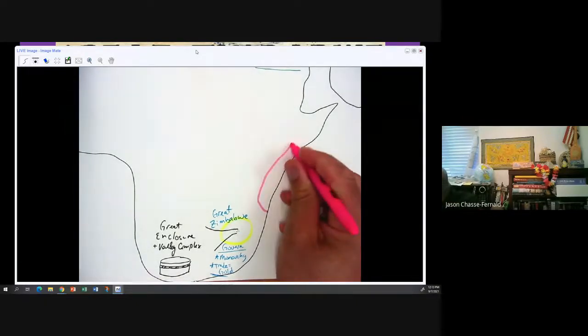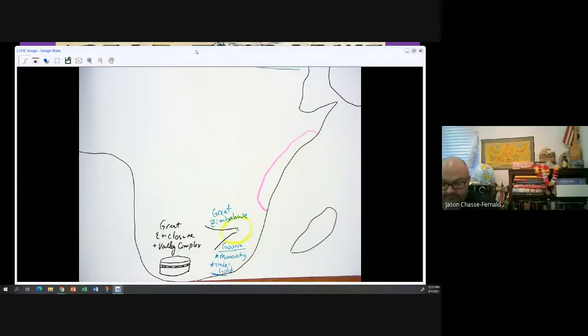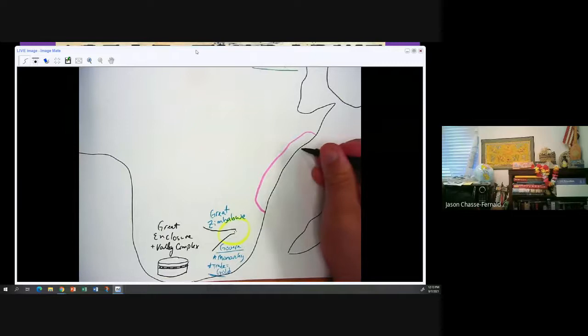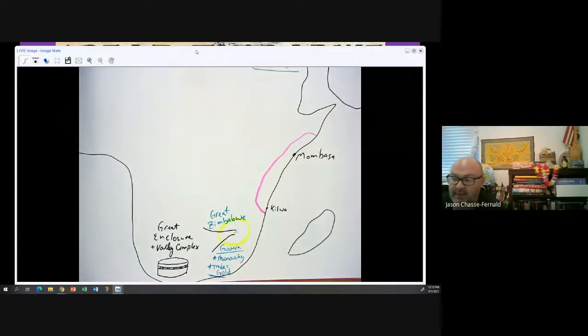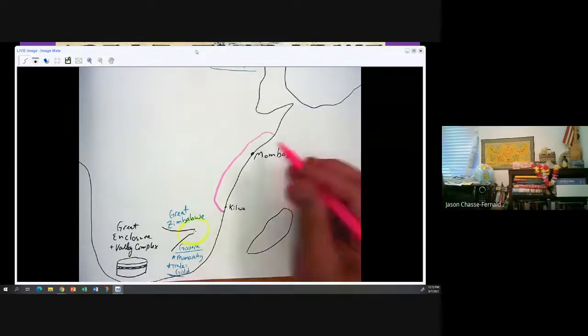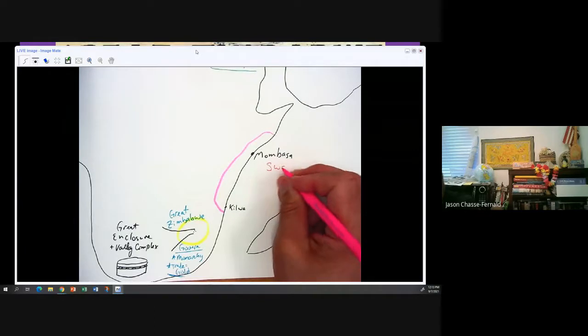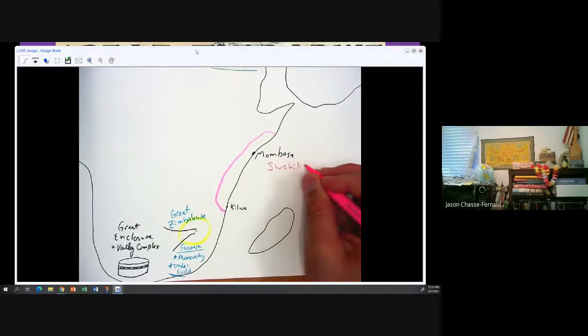In this general region here, you probably remember from your summer map assignment, Mombasa. There's all kinds of city-states here. Kilwa, for example, comes up in a document that we use. Let me give you some basic facts here. So, Swahili city-states.